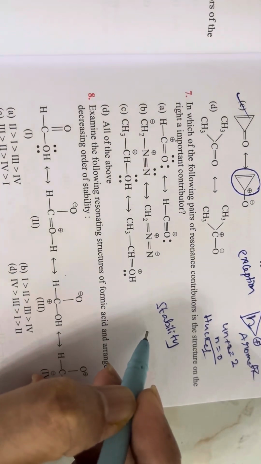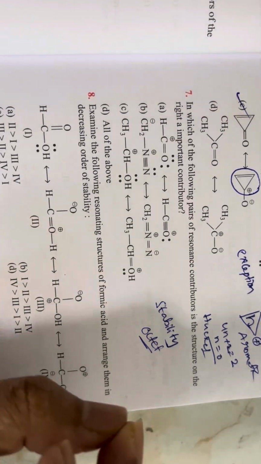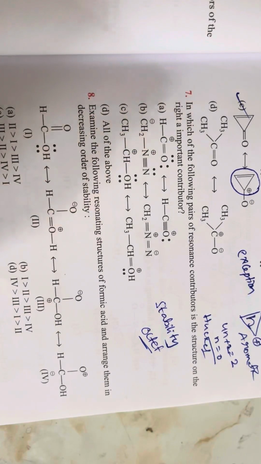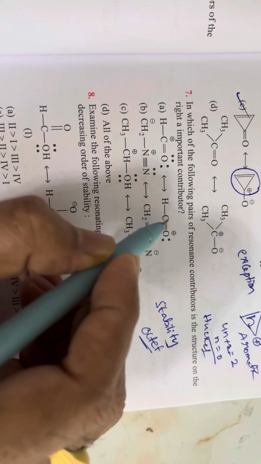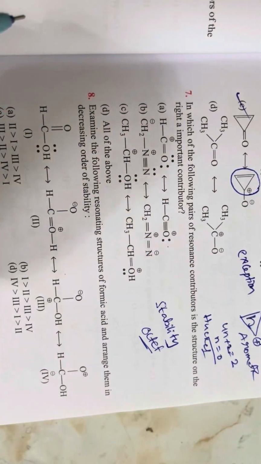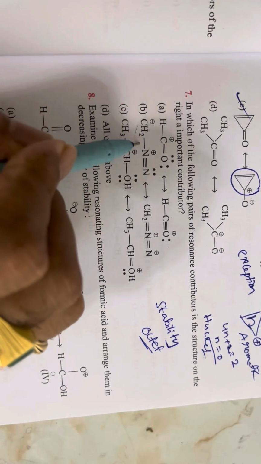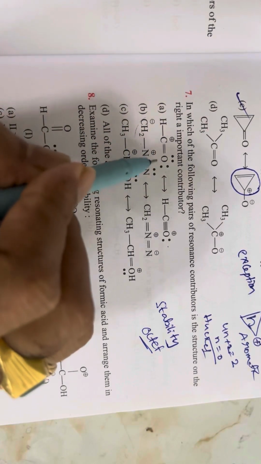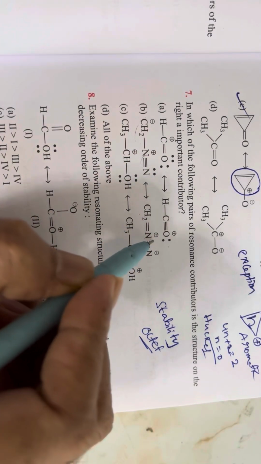Remember friends, if octet configuration is there, that is generally stable. So here this carbon has only 3 bonds. 3 bonds means 6 electrons. But here you can check carbon has 8, oxygen has 8 electrons. So this is stable. Both are at octet. Similarly, here C minus with 3 bonds and 1 lone pair, negative charge, means octet. N is octet. Here also C is octet. N is octet.